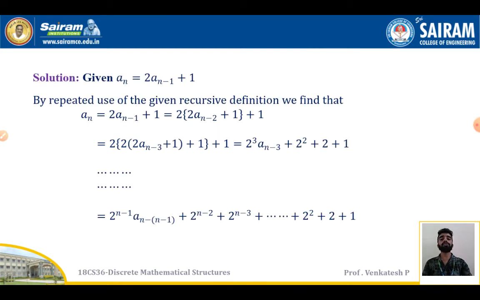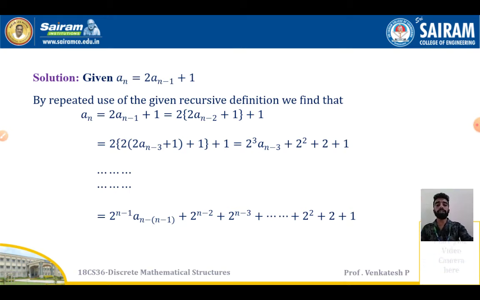They have given a_n = 2a_{n-1} + 1. So by the repeated use of the given recursive definition, I am going to expand this like this. I am going to take a_n = 2a_{n-1} + 1, but I need the value of a_{n-1} also. So this is how I am going to take the equation now.